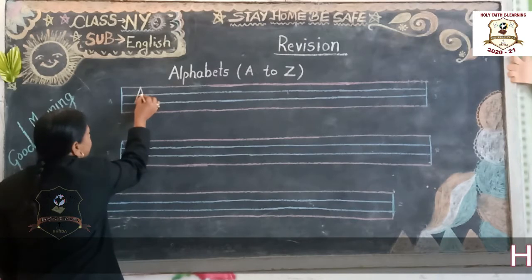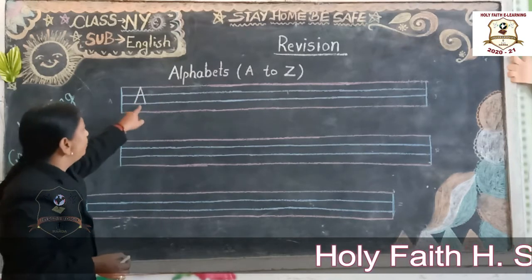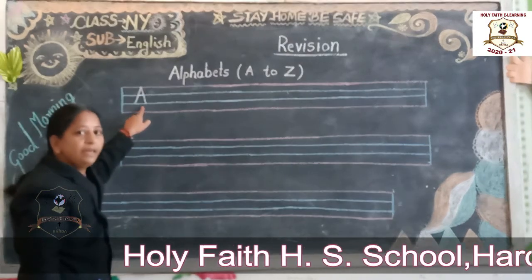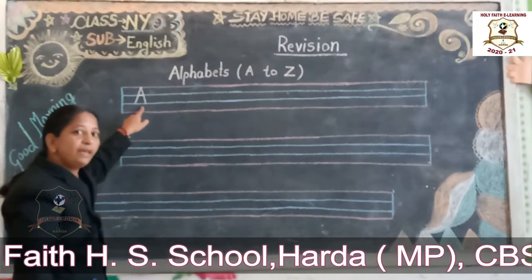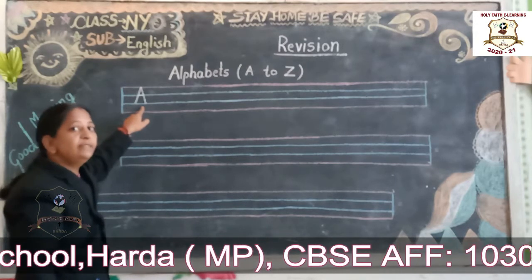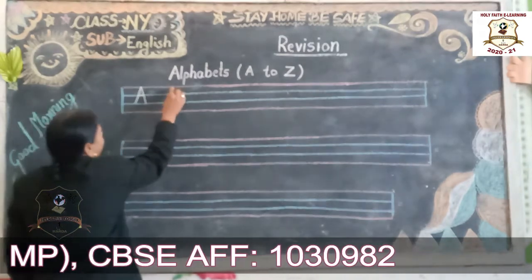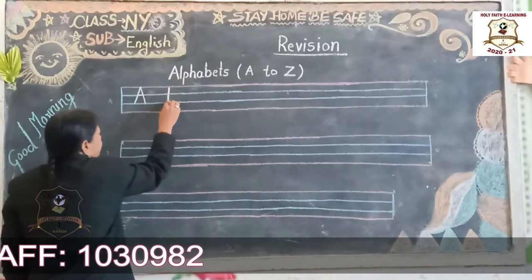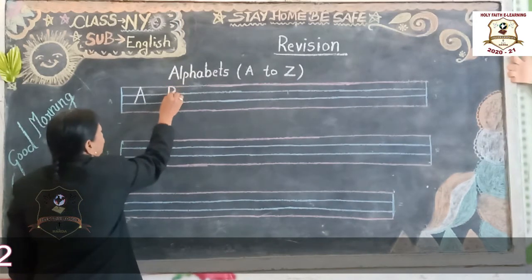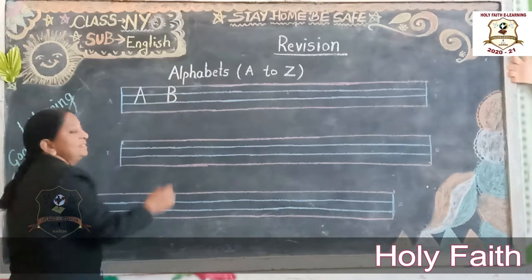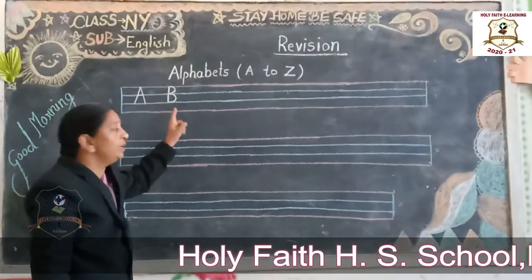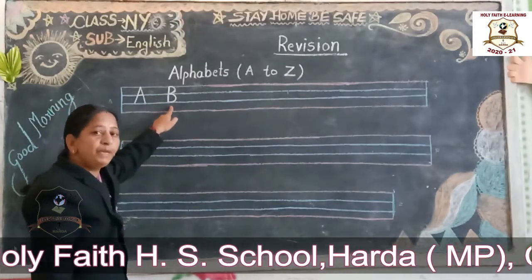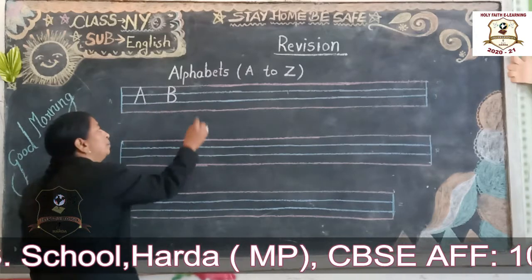Now we will draw one sleeping line on first blue line. This is letter A. Which letter is this? A. And sound of A is F. Now letter B. Standing line and 2 right curve. This is letter B. Which letter is this? B. And sound of B is B.